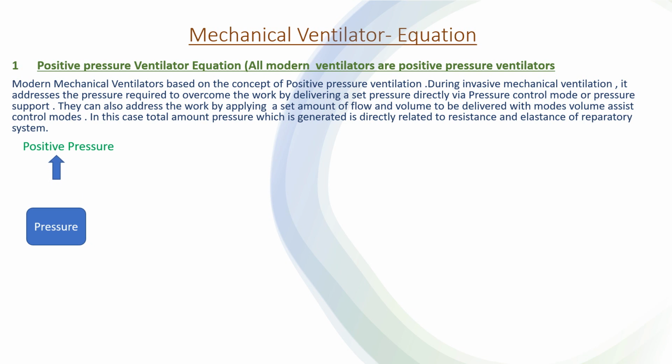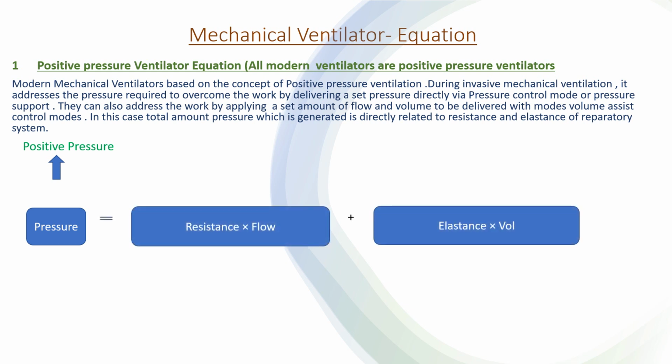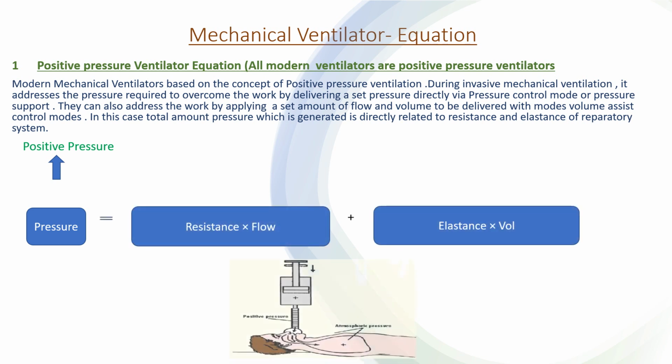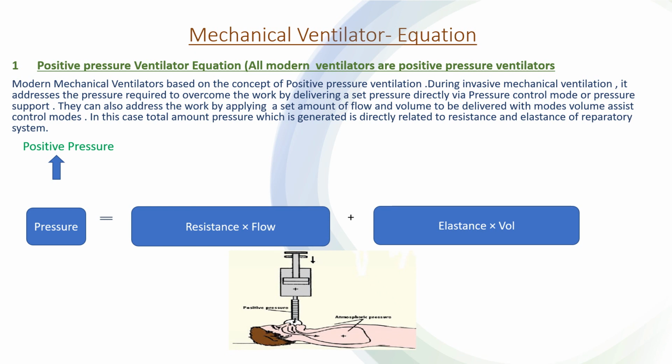Invasive mechanical ventilation is delivered via an endotracheal tube, where it addresses the pressure required to overcome the work by delivering a set pressure directly via pressure control modes or pressure support. They can also address the work by applying a set amount of flow and volume to be delivered with volume assist control modes. In this case, the total amount of pressure generated is directly related to the resistance and elastance of the respiratory system.